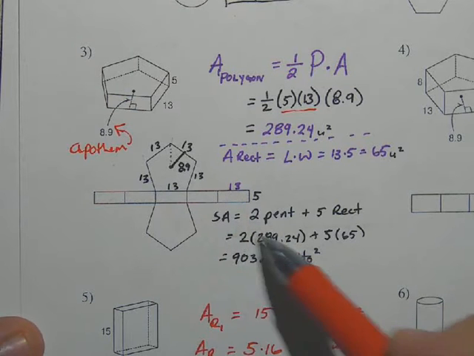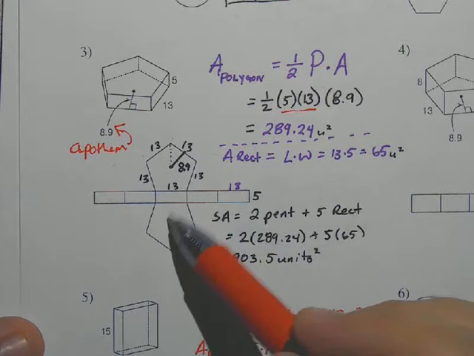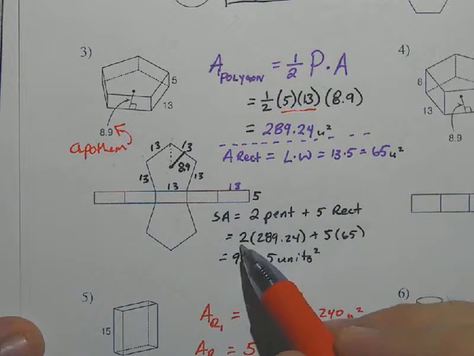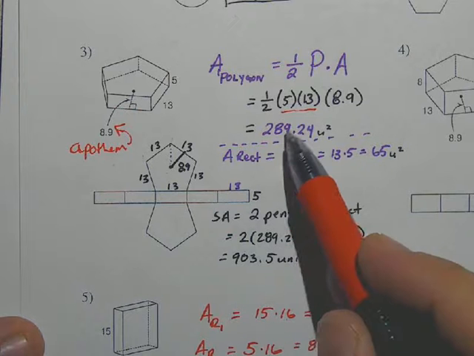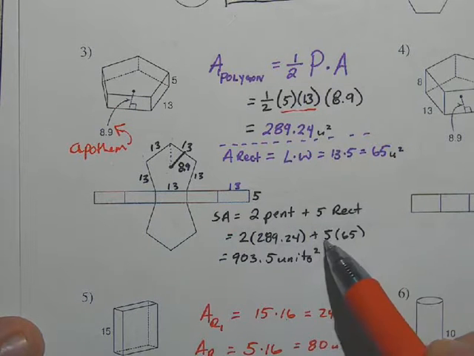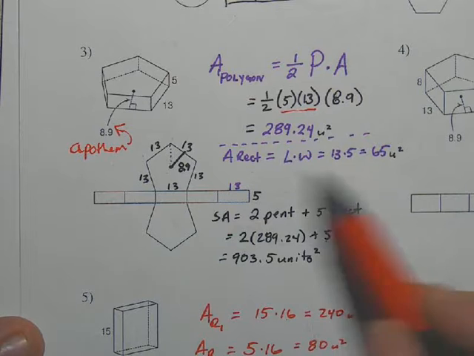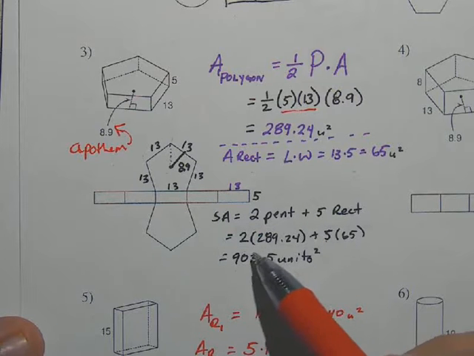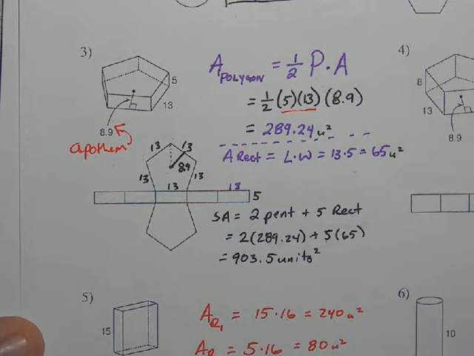The surface area, once again, is like the total area. We've been talking about that. So you're going to add 2 pentagons together and 5 of these rectangles. So that's going to be 2 times the 289.24 for one pentagon, plus 5 times the 65 for each rectangle. Add all that together and you get 903.5.